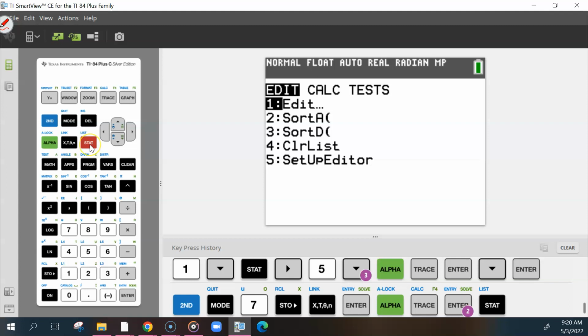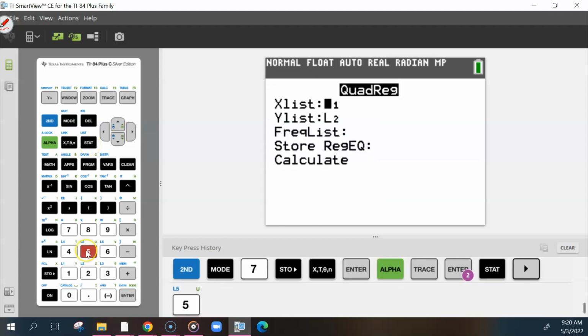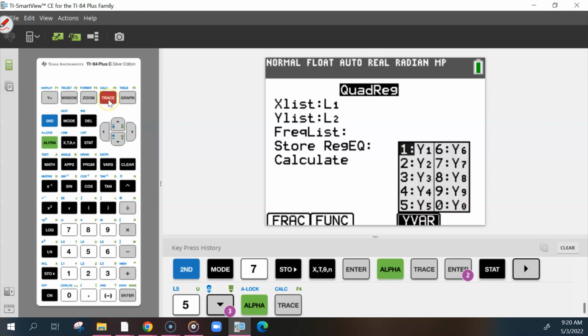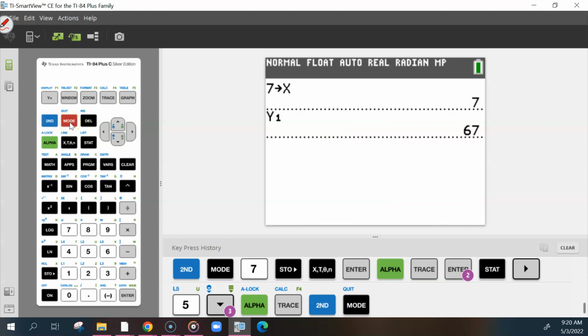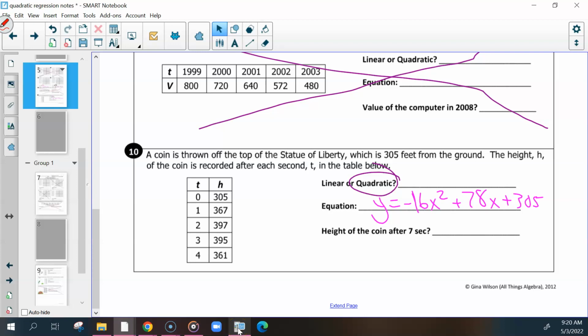So when you get to your stat calculate, you're going to go to this part and hit alpha trace. And then hit enter for one of those. So our answer to that question is 67, height is in feet, so 67 feet. So it's getting closer to the ground, but not there yet.